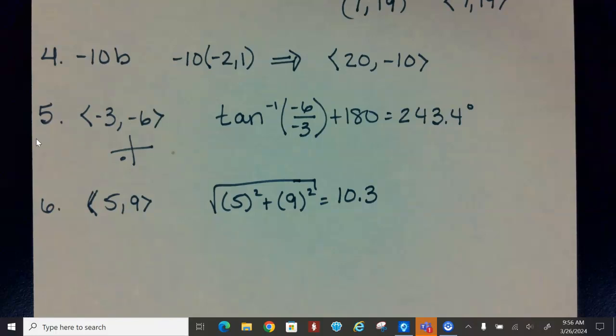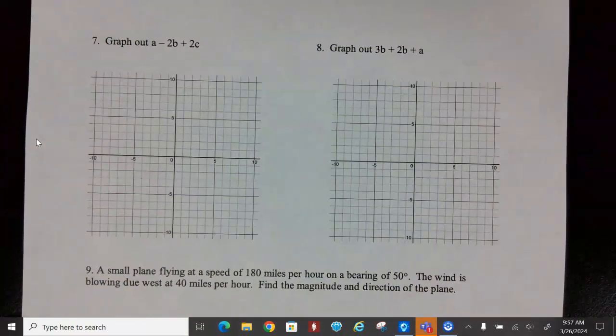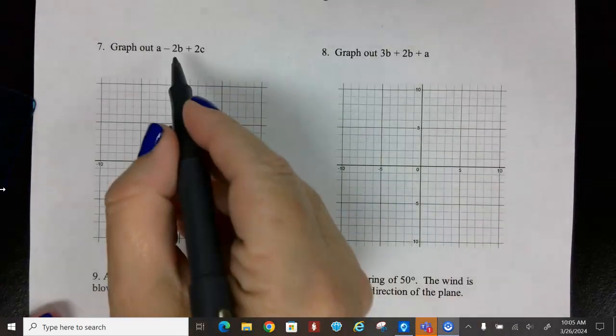Okay, now I'm going to switch over to the paper because now we're going to have to graph these answers. Okay, I don't know if this happened or not. I accidentally made a boo-boo, so I'm hoping it just kind of picked up from where I left off. Okay, so here we go.